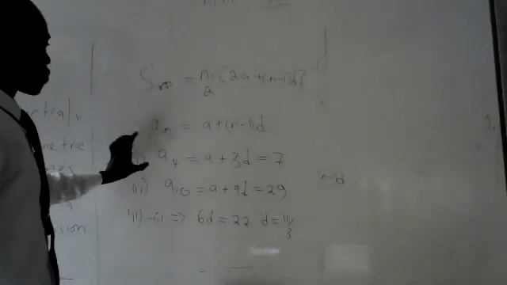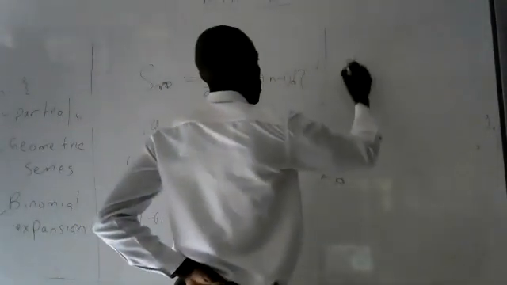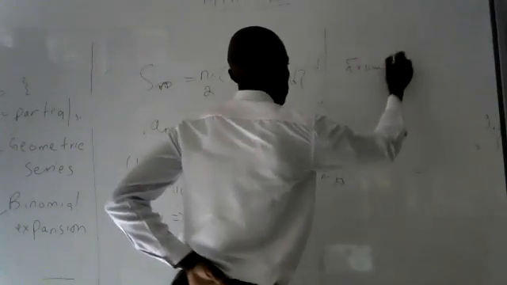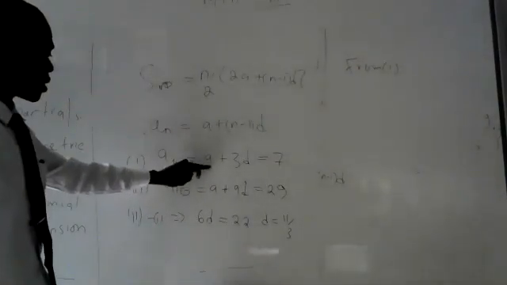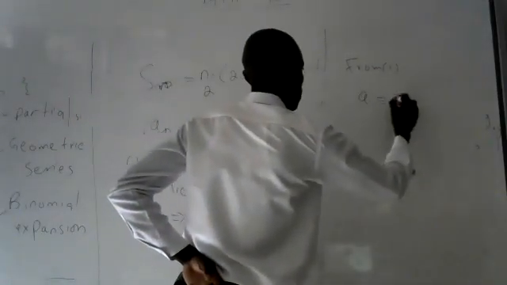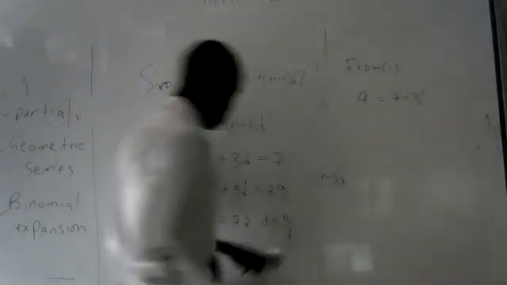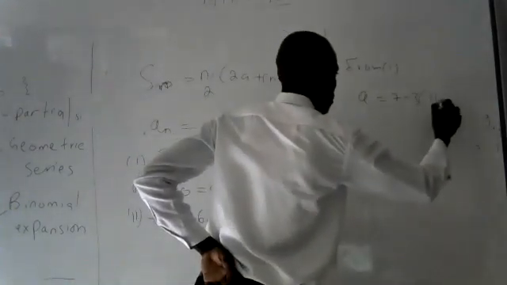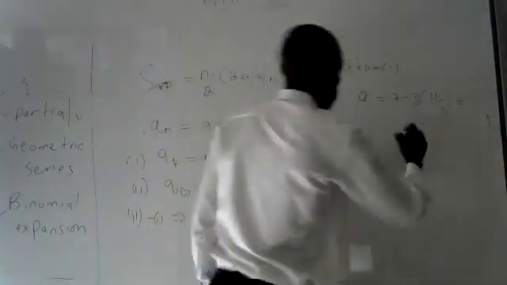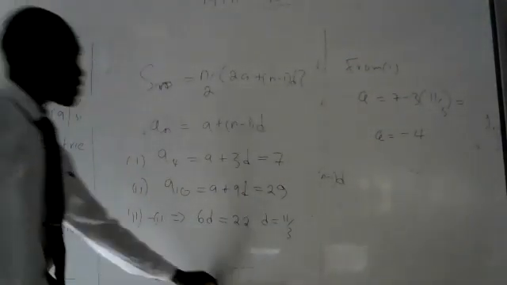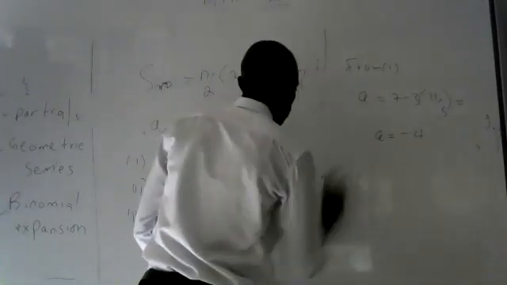So using equation 1, a is supposed to be 7 minus 3d. So a is going to be 7 minus 3d, but d is 11 thirds. So what's that? This is going to be minus 4. So we have all the information we need. A is minus 4 and d is 11 thirds. We can go ahead and find the sum of the first 400 terms.